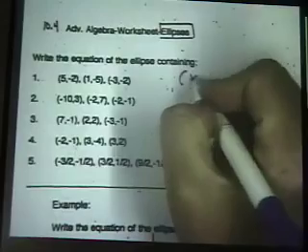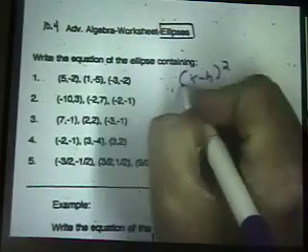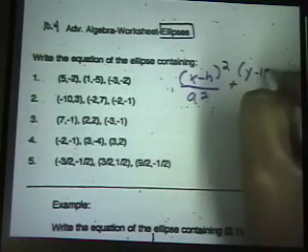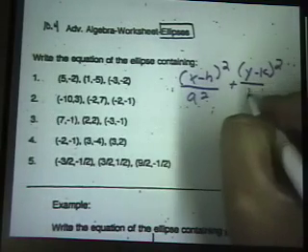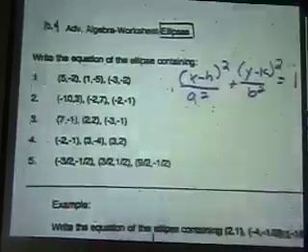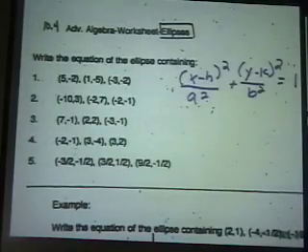We know that an equation of an ellipse is (x minus h) squared over a squared plus (y minus k) squared over b squared equals 1. Now, we want to get these points into here so we can go ahead and find the center and find our a and the b.